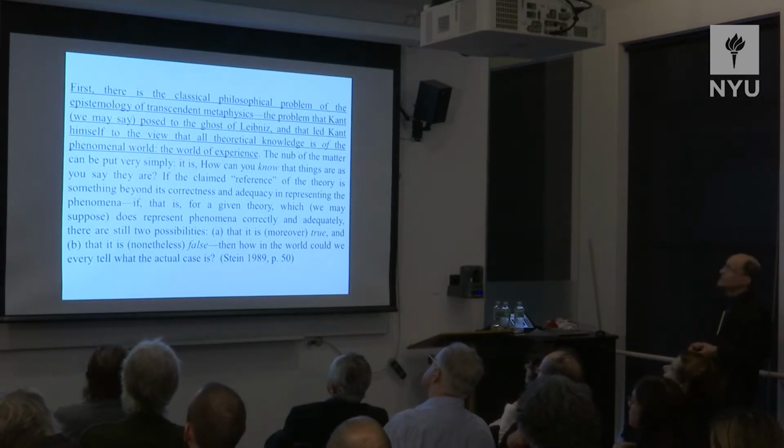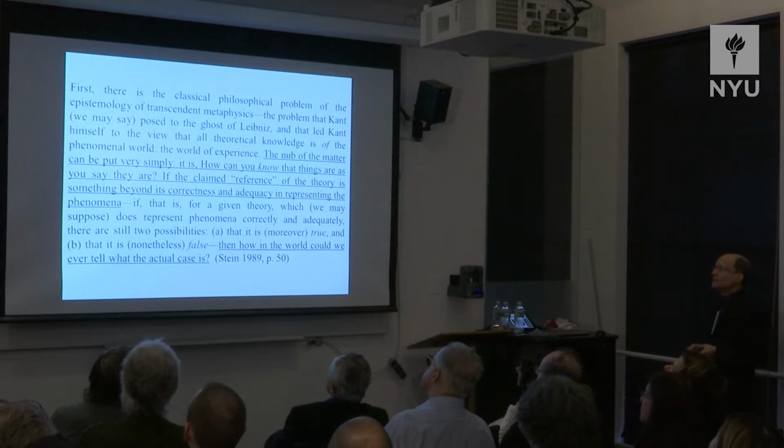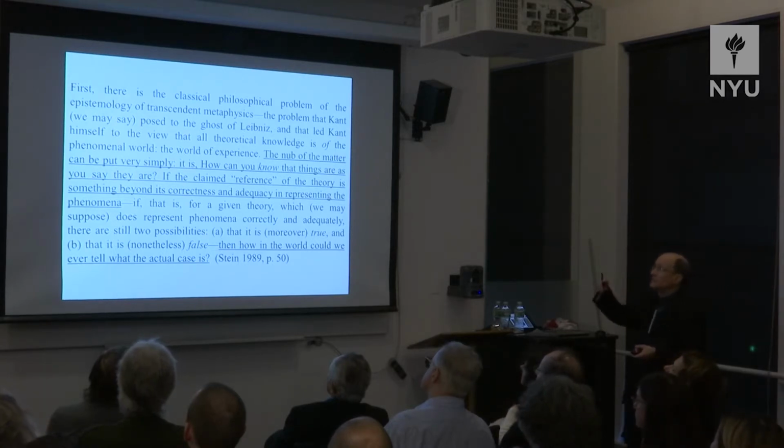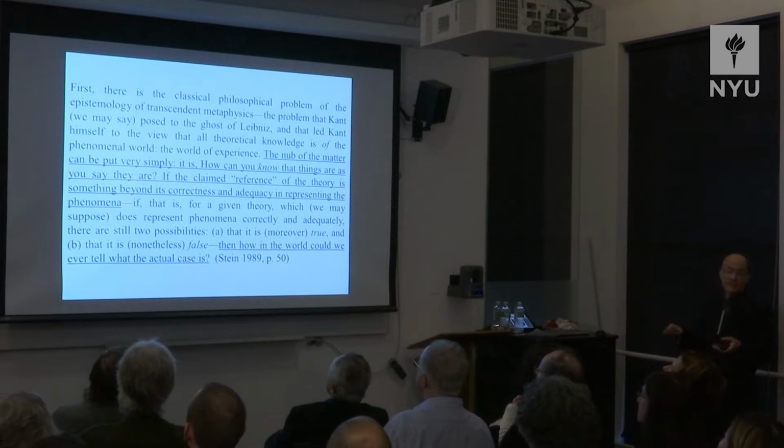"The nub of the matter," he says, "can be put very simply. How can you know that things are as you say they are if the claimed reference of the theory is something beyond its correctness and adequacy in representing the phenomena?" If, as it were, it's talking about something behind the phenomena, then how in the world could we tell that it was correct or incorrect? That's what he's saying. Right.